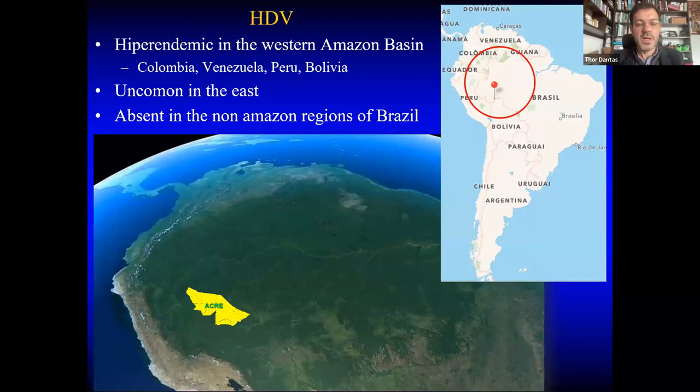Actually, we have a region here in the western part of the Amazon basin, which includes Colombia, Venezuela, Peru, and Bolivia, which is highly endemic for HDV. I live here in the state of Acre, which is in the very center of this Western Amazon Basin region. Notably, HDV is very uncommon in the east part of the Amazon Basin, and it's completely absent in the non-Amazon regions of Brazil, as we saw from other parts of the world. It seems to be a common feature of HDV distribution, this heterogeneity.